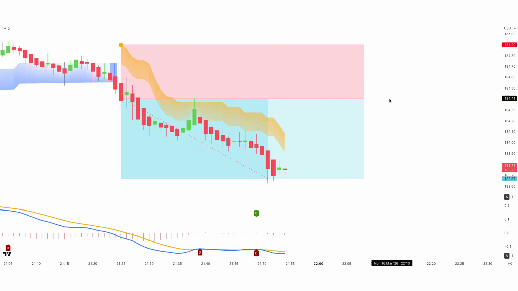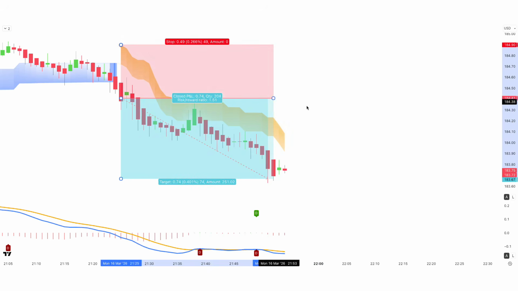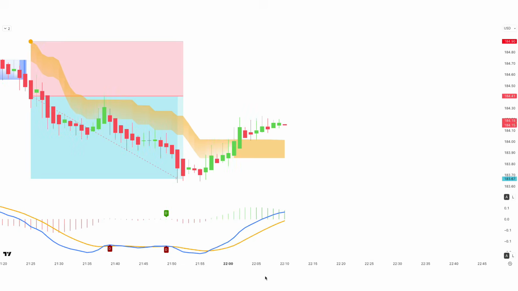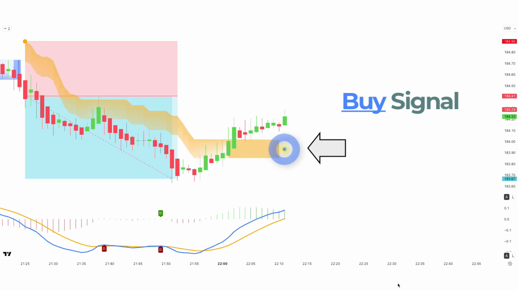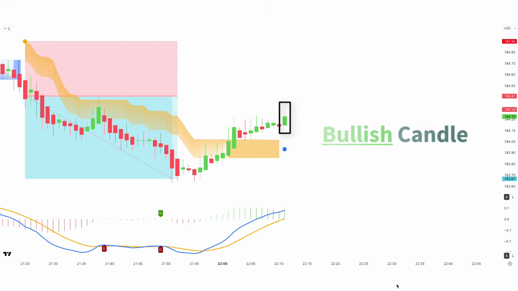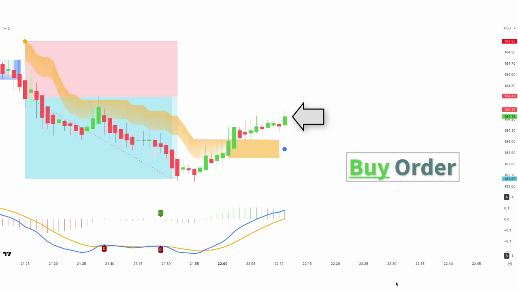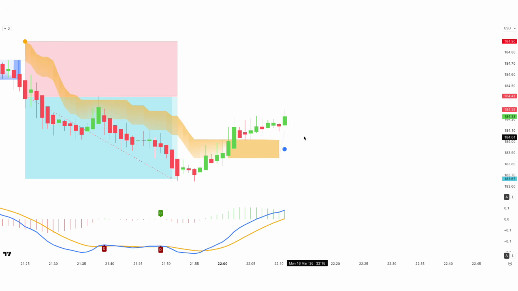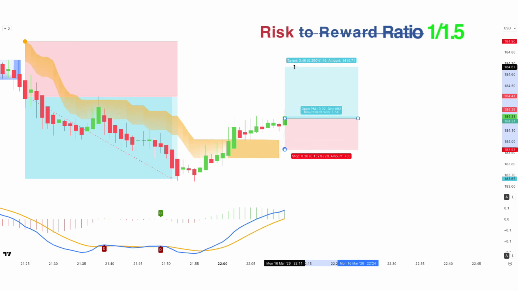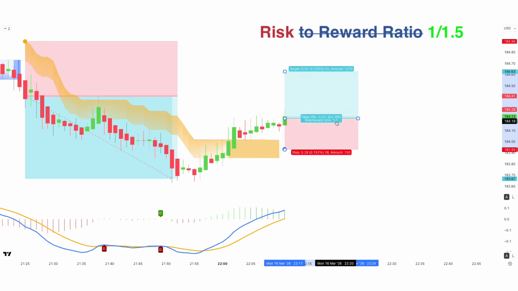The market has completely hit the target. Let us now understand the long position. When the adaptive trend channel circle of this indicator is a buy signal, the blue line of MACD divergence should be above the orange line, and the market forms a bullish candle. If this condition is fulfilled, then we will place a buy order. Our stop loss is to be placed at the blue circle, and the risk-to-reward ratio will be 1:1.5.